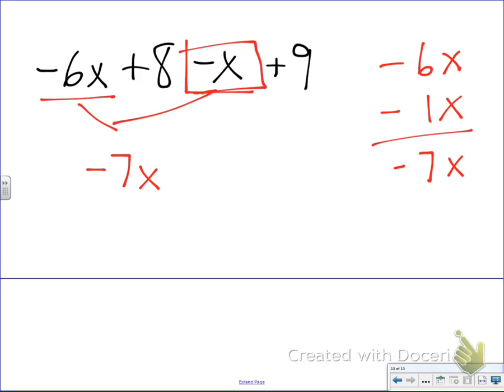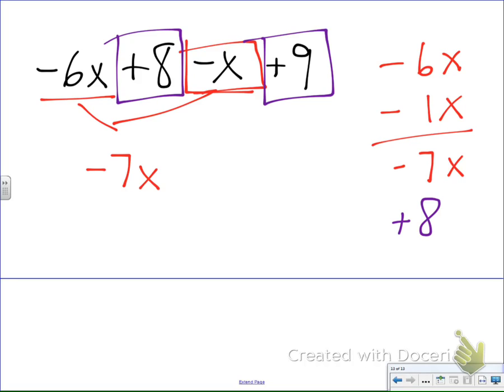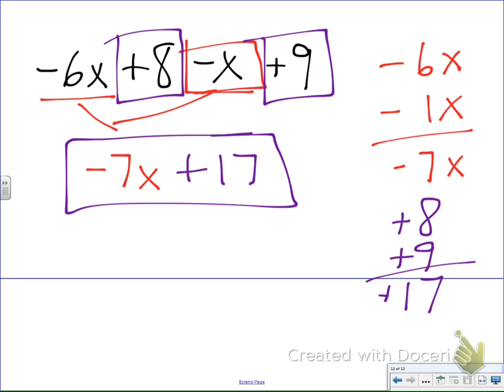Now I want to look at what I have left. I have a +8 and a +9. Great, that's just 8 plus 9, right? +8, +9, we add those together for 17, and that's still going to say positive. Since that's a +17, we're going to have plus 17. Okay, so there's our combining like terms.